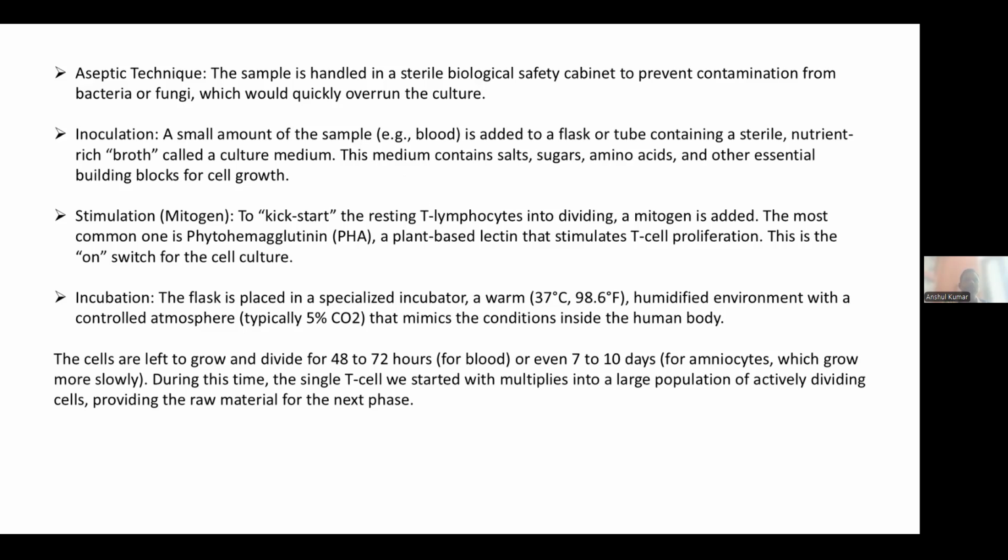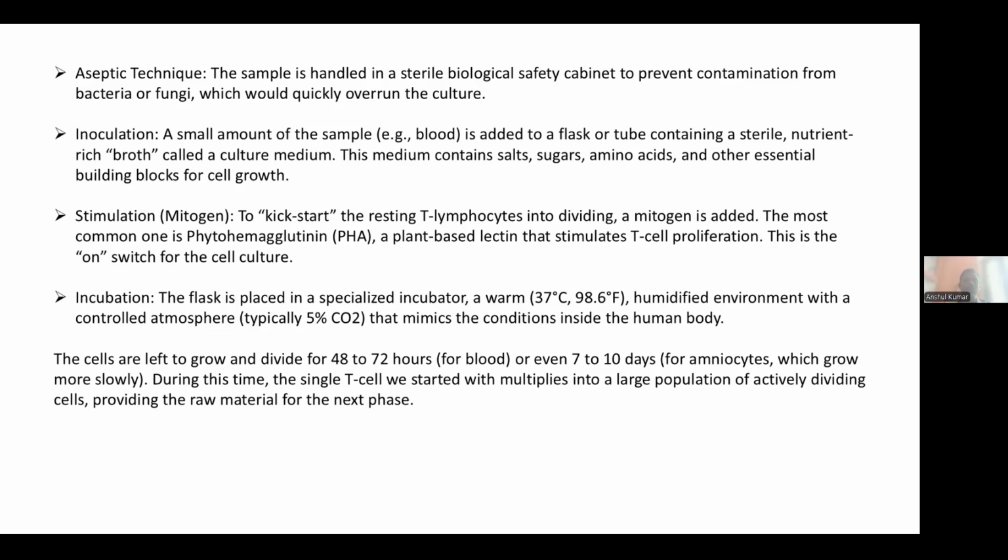Incubation: the flask is placed in a specialized incubator at a warm 37 degrees centigrade, or we can say 98.6 degrees Fahrenheit, in a humidified environment with a controlled atmosphere, typically 5% carbon dioxide, that mimics the conditions inside the human body. So we have to give conditions similar to the human body, and that's why these conditions are added artificially to shift the cells from the resting stage to the dividing stage.